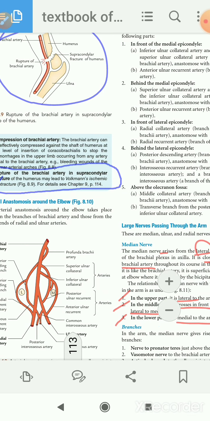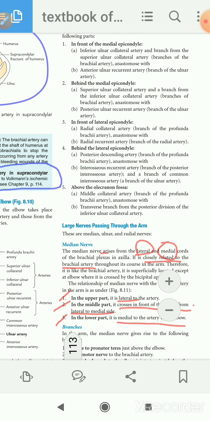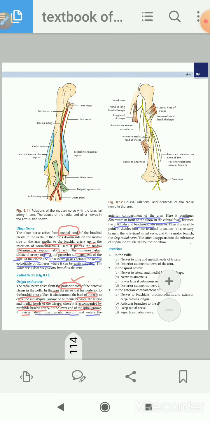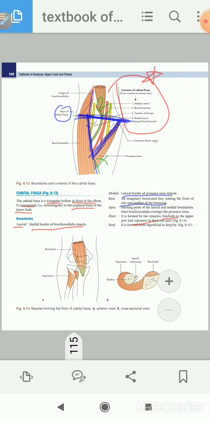Then our next topic is the cubital fossa. Okay, the most important topic of the front of the arm. It comes frequently both in written and viva. Okay, so we have to read the boundaries and content of this fossa. Okay, let's see.